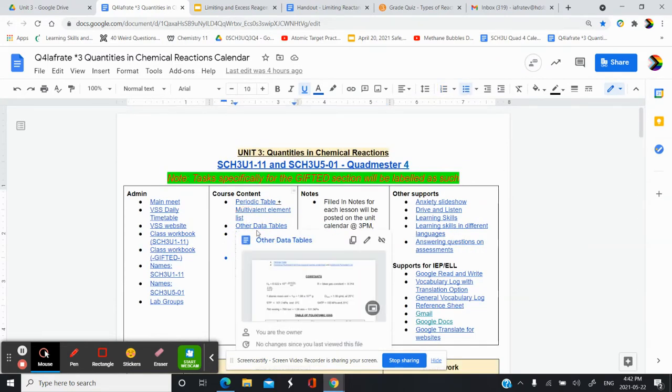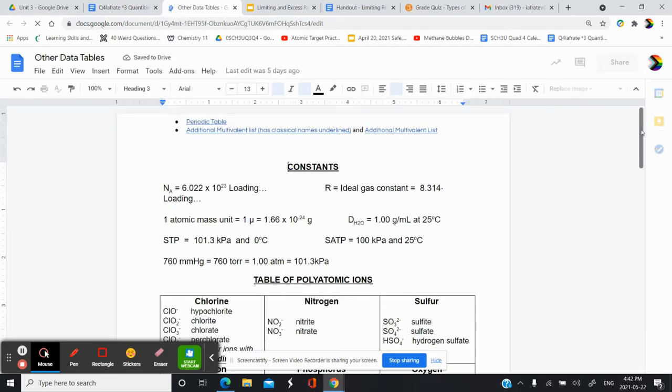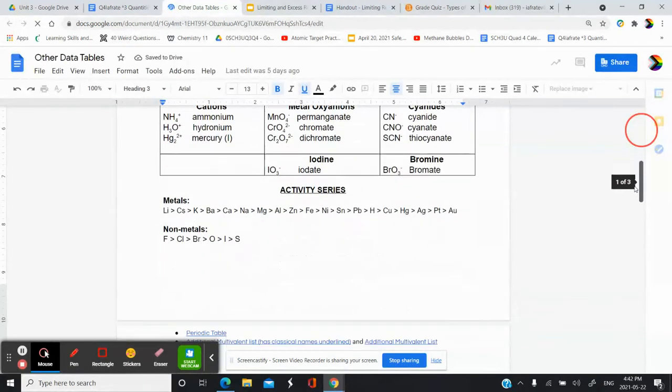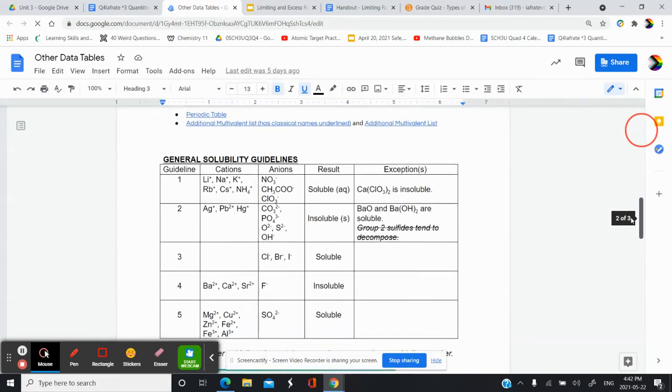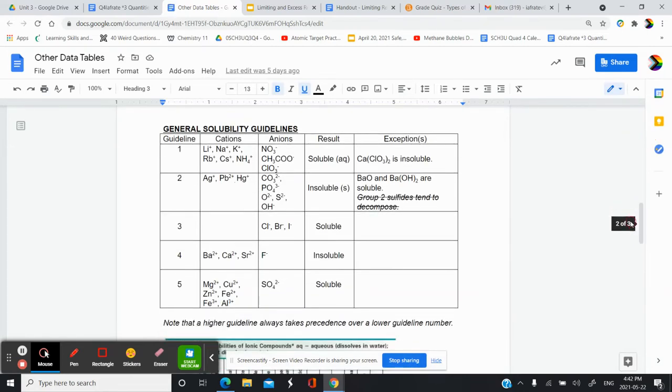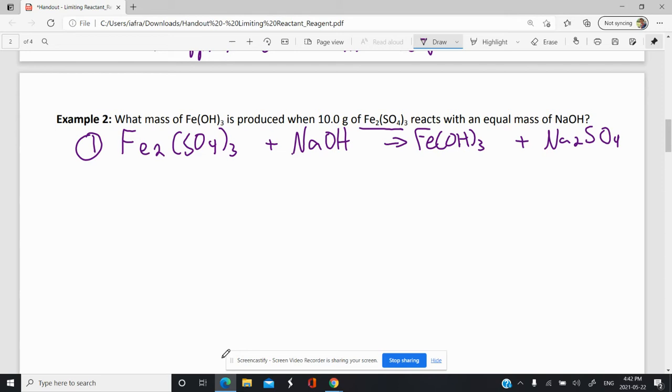So if you look at your data table and you look at your solubility chart, the solubility chart states that the iron 3 hydroxide should be insoluble and the sodium sulfate is soluble. So it's one of those double displacement reactions that produces a precipitate. And we're asked to find the mass of that precipitate. And then these are going to be solutions.